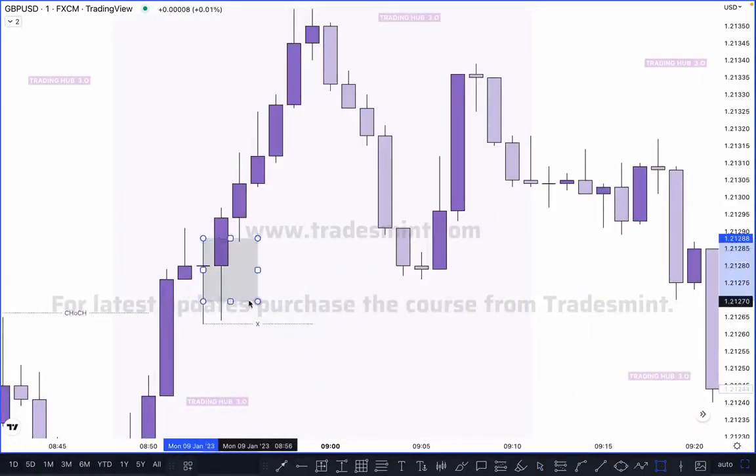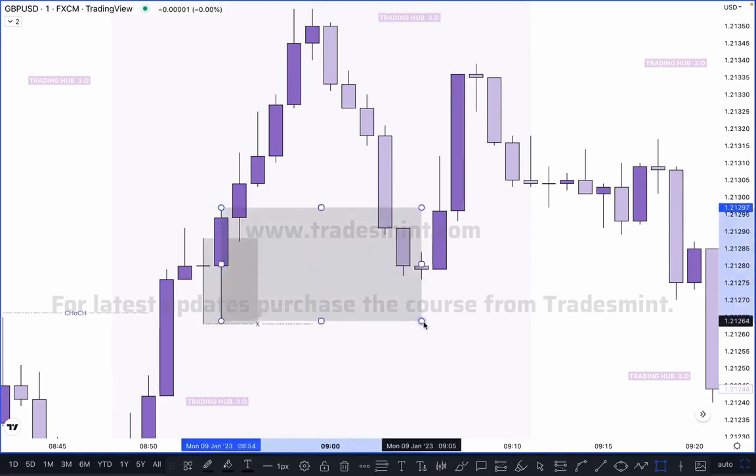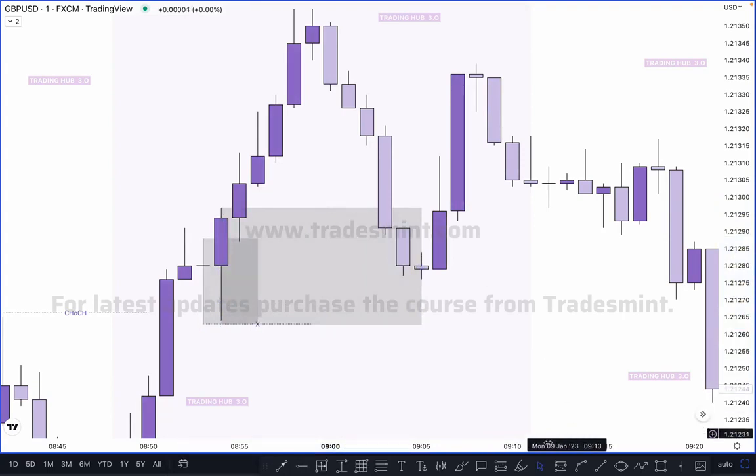If I zoom in here, then you can see that this pullback mitigates this order block, so we can't use this as an order block. You have to move your order block to the next candle, which is here, right? So this becomes our valid order block. Why? Because a proper imbalance is available here.